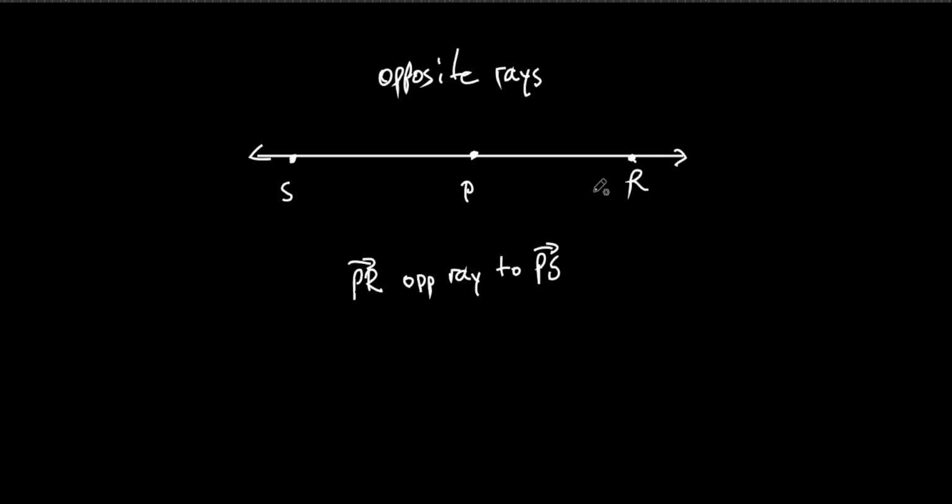So PR, all right, let's do this in a different color. So make it a little thicker. So ray PR and ray PS, okay, they are opposite rays. They're not the same ray, they're opposite rays because they have the same starting point, but they go in complete opposite directions. You with me on that?